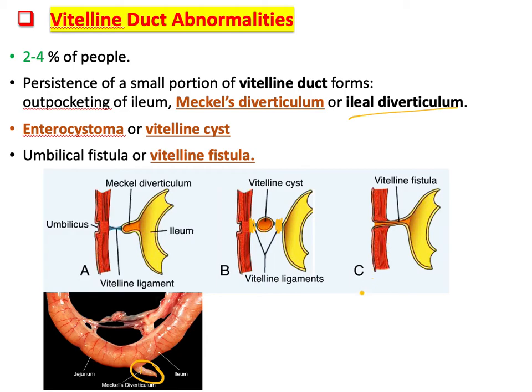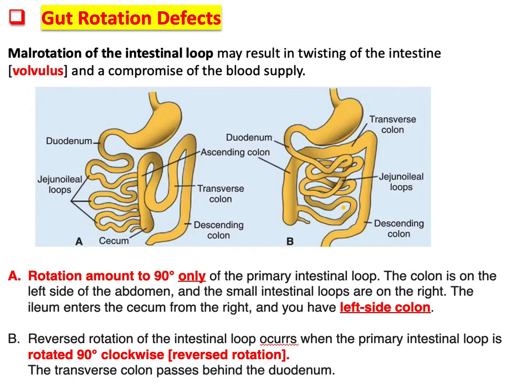Also, the most severe case of vitelline duct abnormality is the vitelline fistula. That means the contents of the ileum can open outside through the umbilicus, outside the abdominal cavity and wall, and we call it vitelline fistula. So you have Meckel's diverticulum, like this one. You have vitelline cyst, or you have the most severe one, which is the vitelline fistula. Okay.